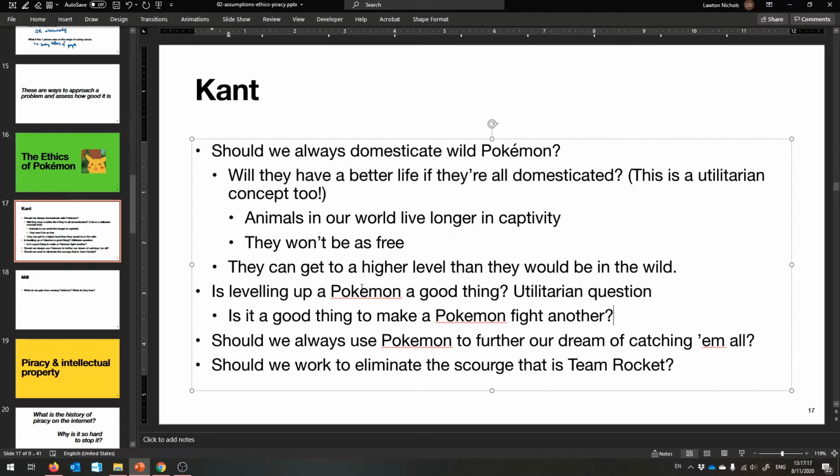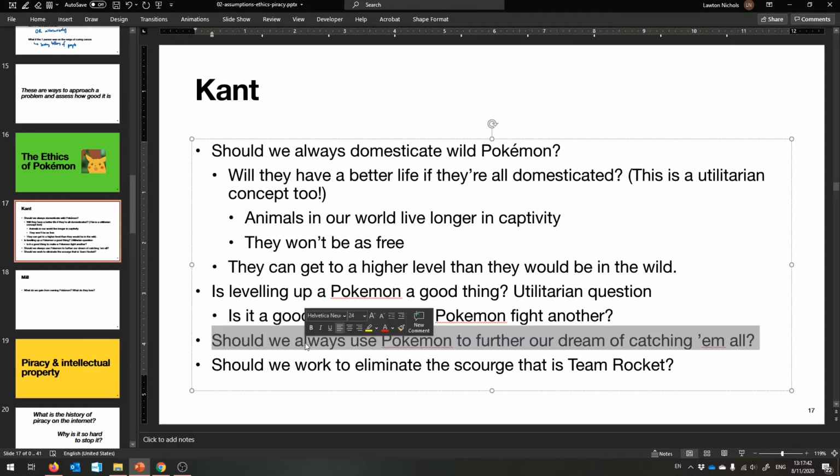If you support the idea of leveling up a Pokemon, maybe that's helpful, but that is actually a circular argument, and we'll talk about why that's a fallacy later. But is it a good thing to make a Pokemon fight another? It might be helpful for them in the long run. Like they'll get better at it, but is that a good thing? Maybe they'll fend for themselves better in the wild, things like that.